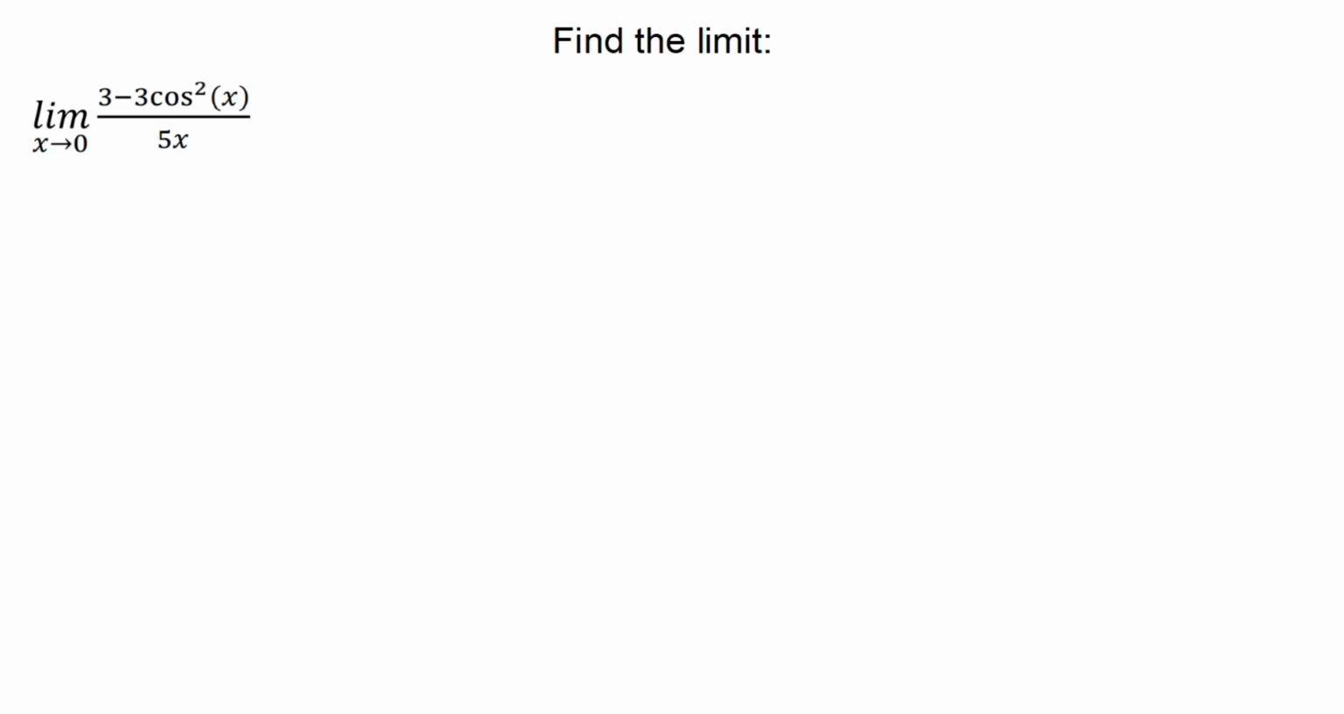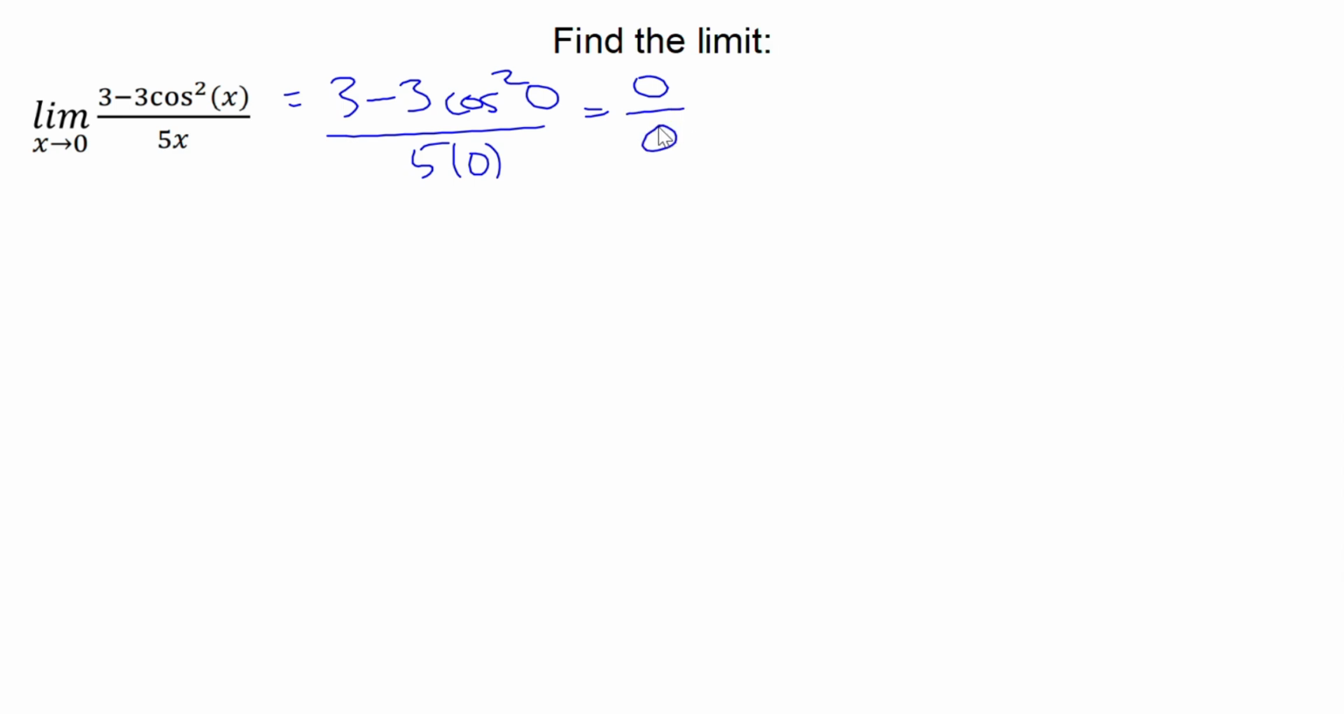All right, for this one, it doesn't quite look the same. What we want to try and do, and we should have done this for the first one too, is note that it's 0 over 0. And this is also 0 over 0. This is 3 minus 3 times the cosine squared of 0, which is not theta, it's 0, all divided by 5 times 0, which is 3 minus 3, or 0 over 0.